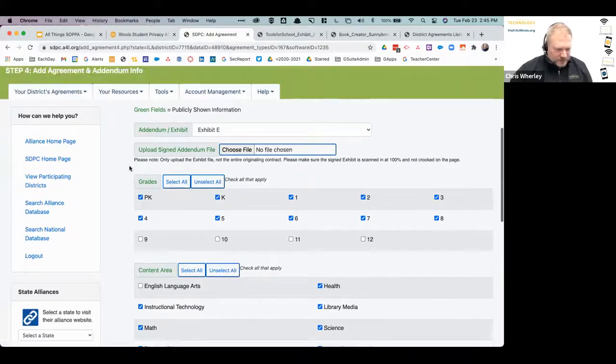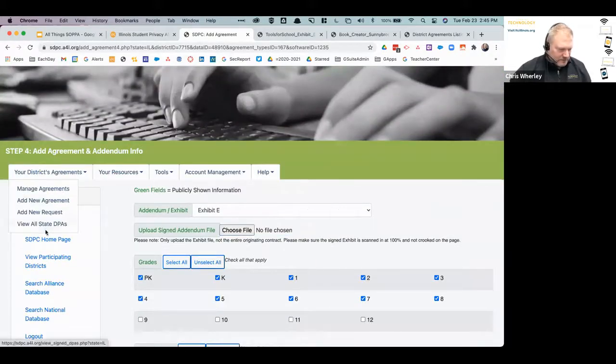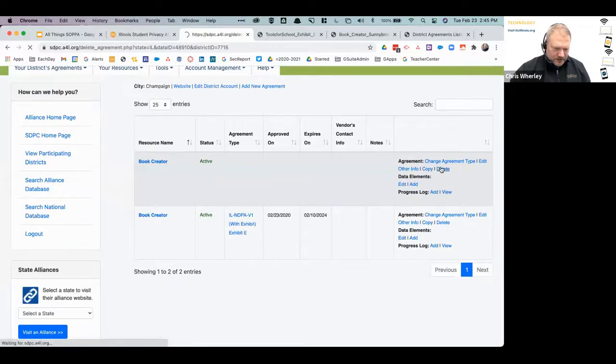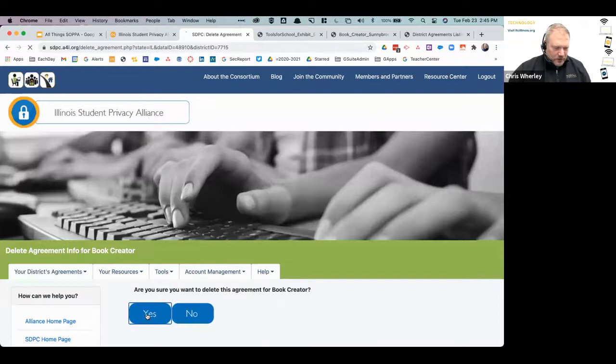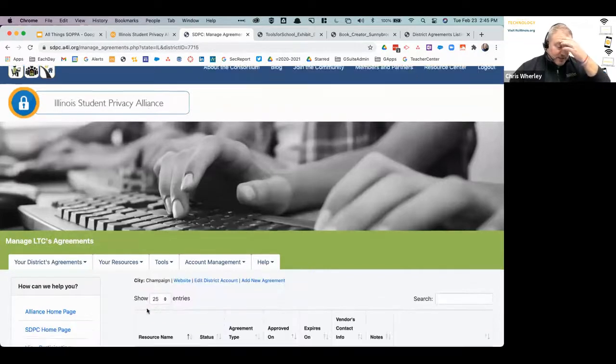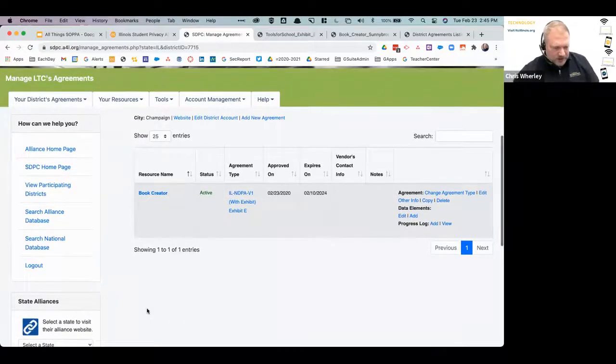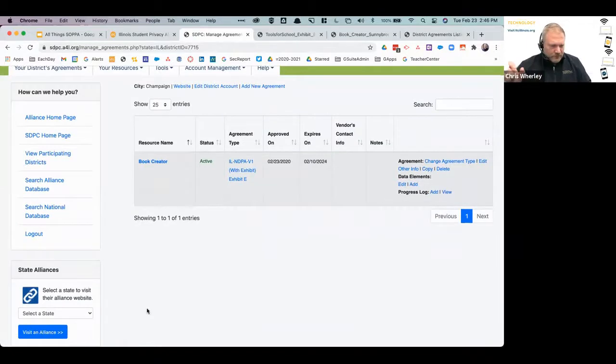And this would be the place where, if I exit out and go back to my managed agreements, I've started that and now I need to delete it. So hopefully that explains that process. Again, that's in the videos that we have currently, and we're working on getting more specific videos made that would take you through just those steps as well.